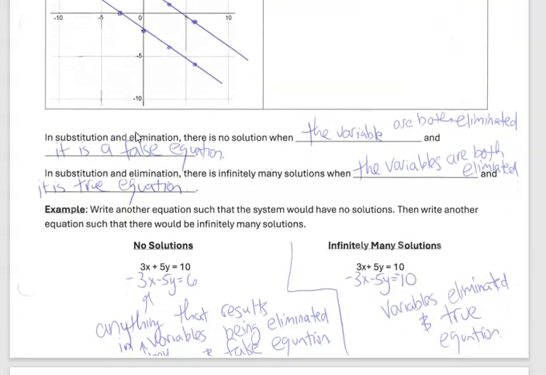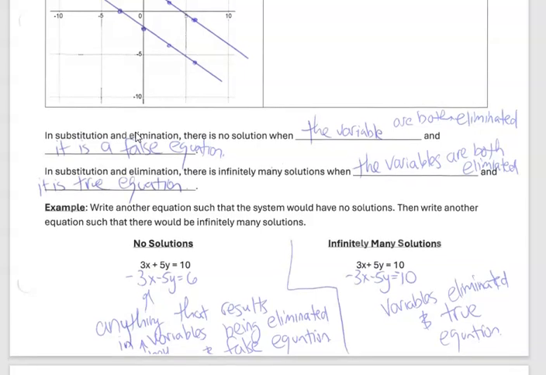So what I had the students do then was I gave them an equation 3x plus 5y equals 10, and they had to figure out another equation that when you solved by elimination, you would end up with no solution or infinitely many solutions. What you needed to do is figure out another equation so that when you added or subtracted, both of the variables would be eliminated and you would end up with a false equation for no solution and a true equation for infinitely many solutions.